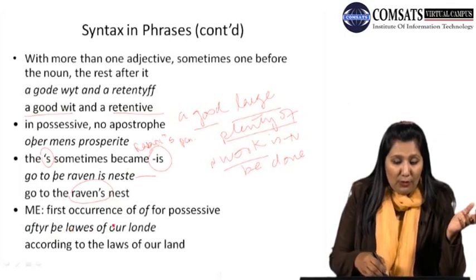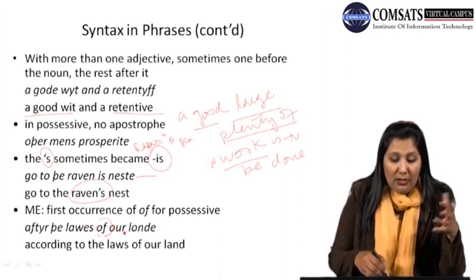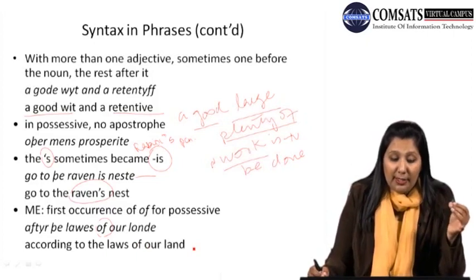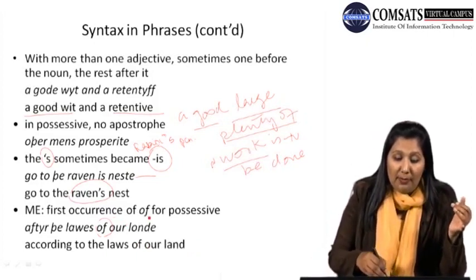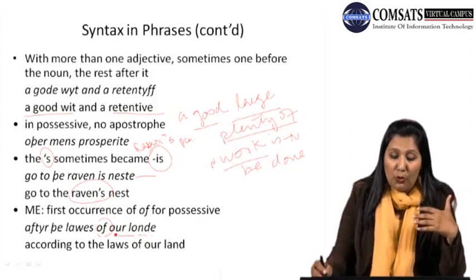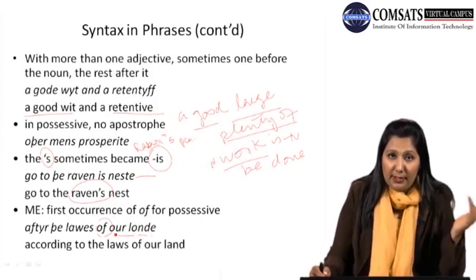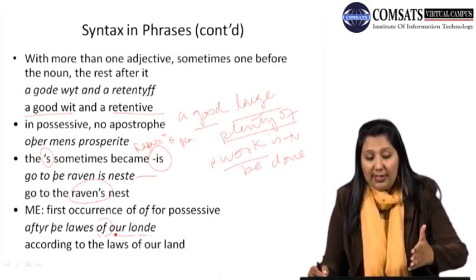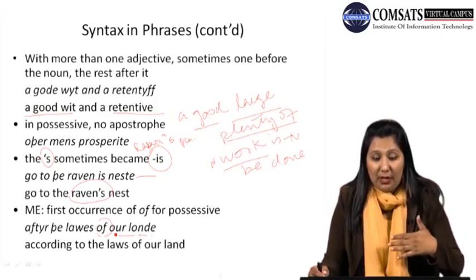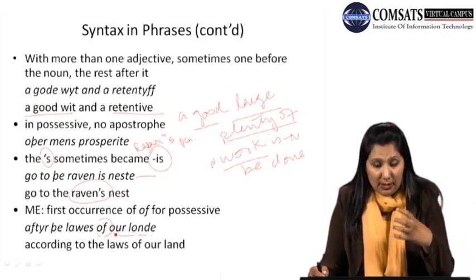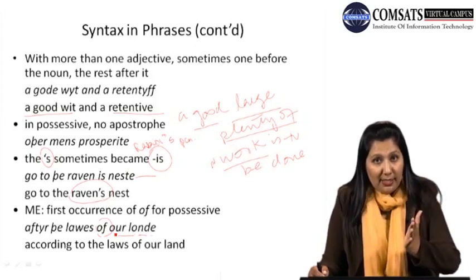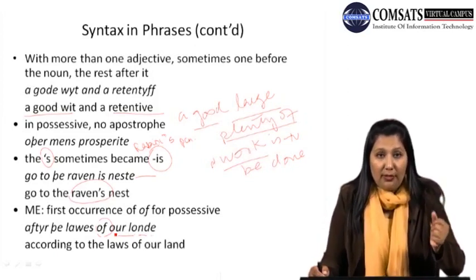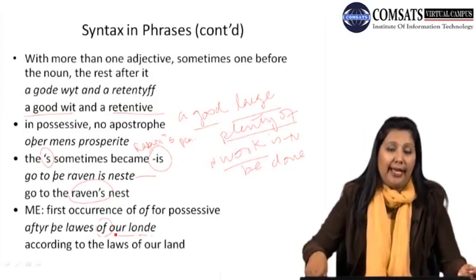after the laws of our land, according to the laws of our land, it is written this way, that they have put this "of" for the, just to show its relation with the next part of the phrase, that is our land. For example, our land is a possessive noun, and this "of" has been placed before that possessive noun, instead of that apostrophe or something else.